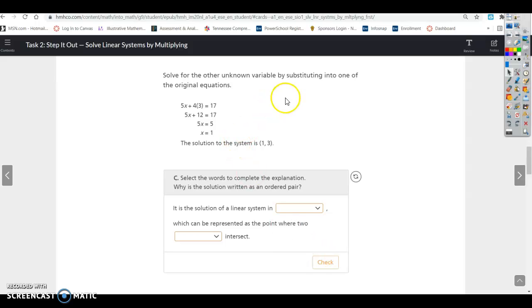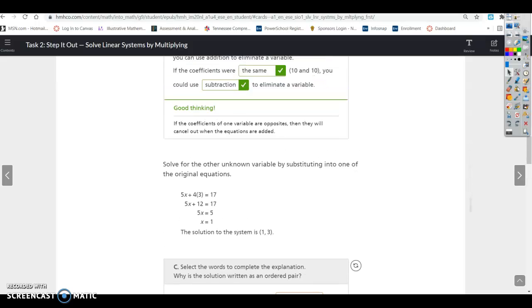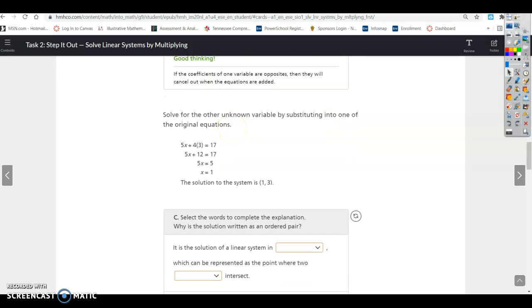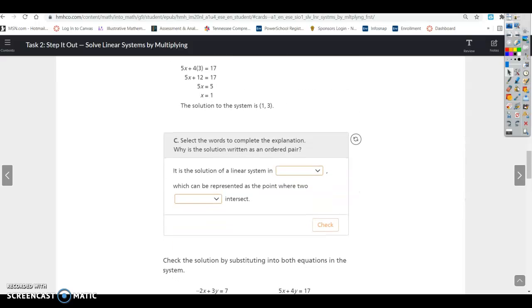All right, solve for the other unknown variable by substituting into one of the original equations. So we substitute the 3 into this equation and then solve. When you solve, you get x equals 1. Once we have our x and our y, so we got the y up here, y equals 3, and we got x here equals 1. So x, y, your ordered pair, 1, 3 is your solution.